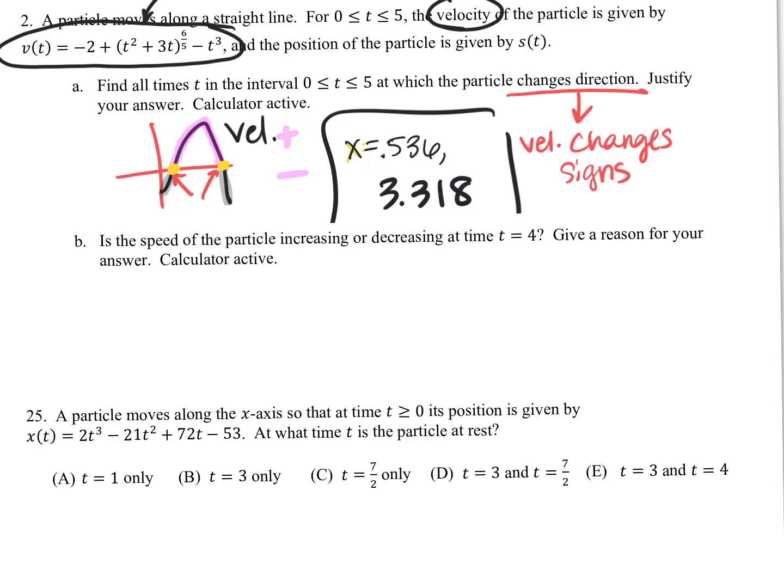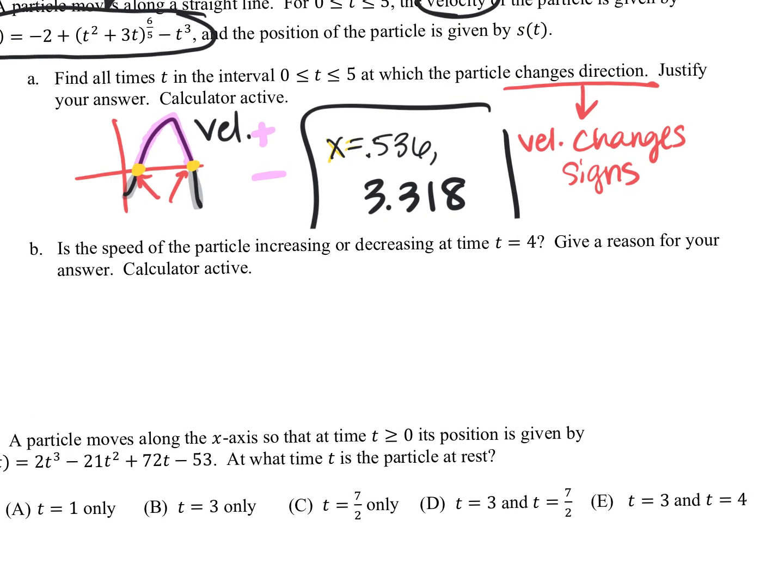Okay, but Thomas says, if my graph is looking like this, at 4 we're somewhere down here. And those velocities are negative, but aren't they just getting bigger negative? So it's going faster in the left direction. So yeah, I love that. Is the speed, oh, shoot, give the reason. We got to do some math behind this.